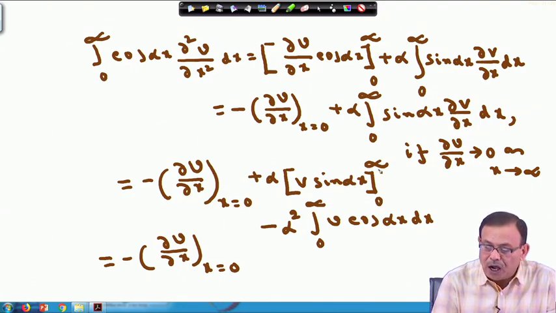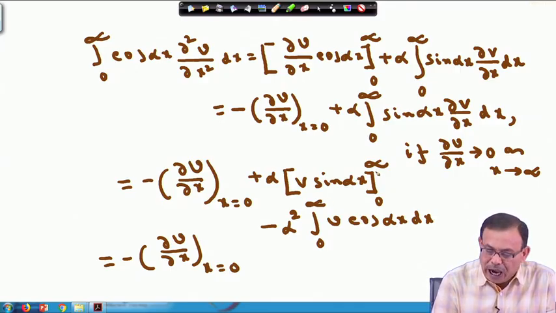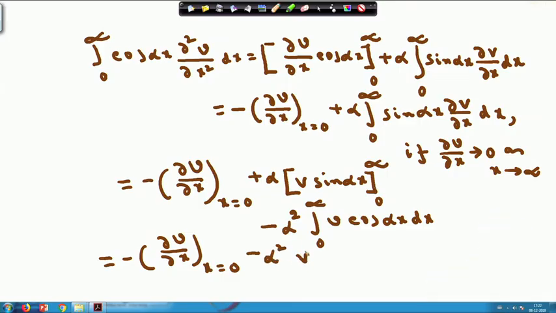But when I put the upper limit, then again I have to assume that v approaches 0 as x approaches infinity, then only this term will vanish. Otherwise, I do not find the value of this at x equals infinity. So, I am making the assumption that v approaches 0 whenever x approaches infinity, and this term I can write down as minus alpha square into v bar c.